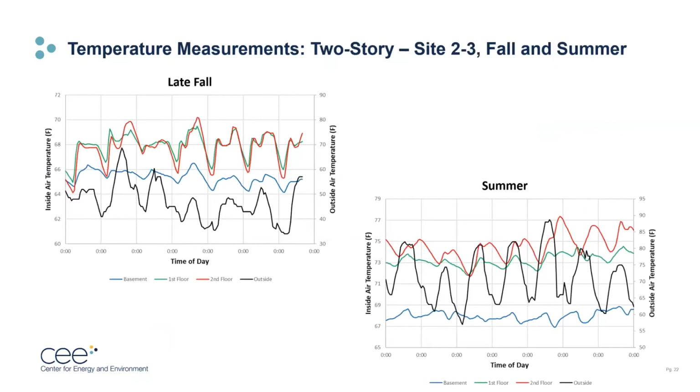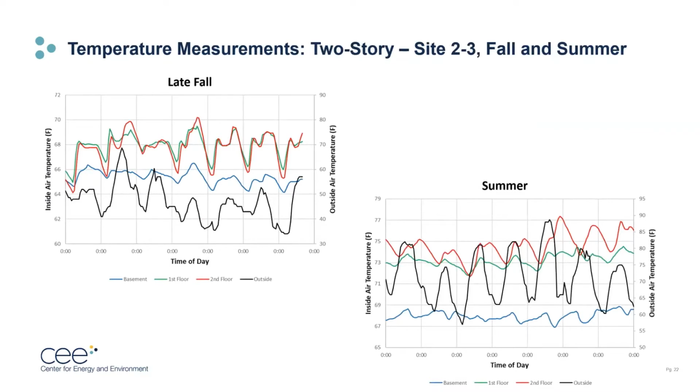But we did feel that this would provide important information. So here are the temperature results from one of the 2-story houses. This site is about a 1,300 square foot house located in Fergus Falls. It was constructed in 2002. It's 3 bedrooms and a finished basement. And I should say for all 6 houses, the thermostat was located on the first floor.